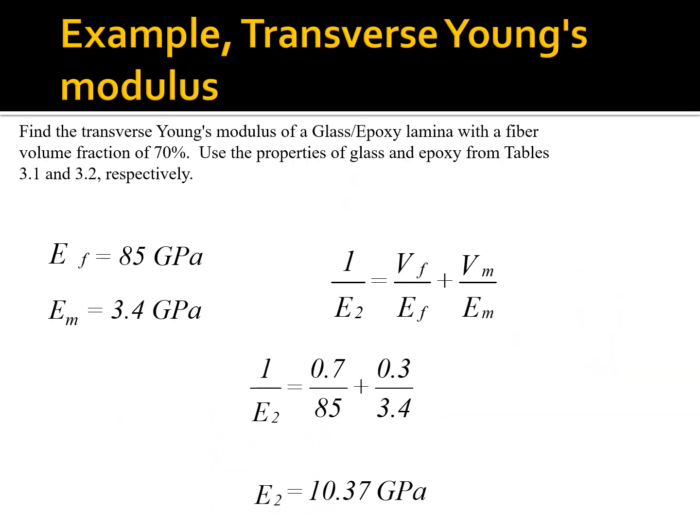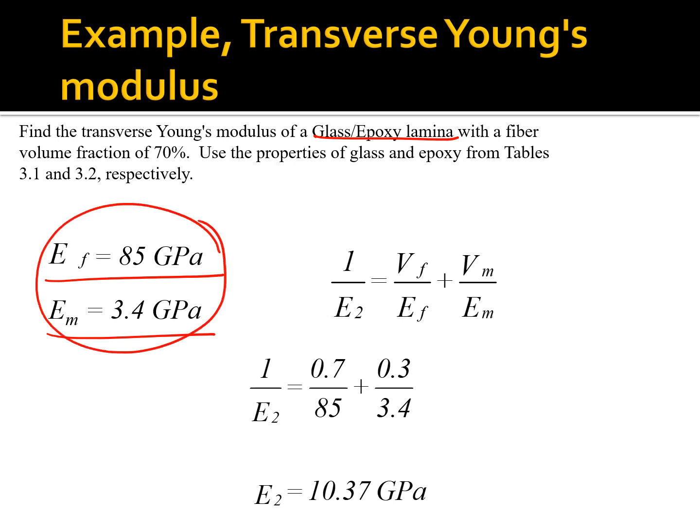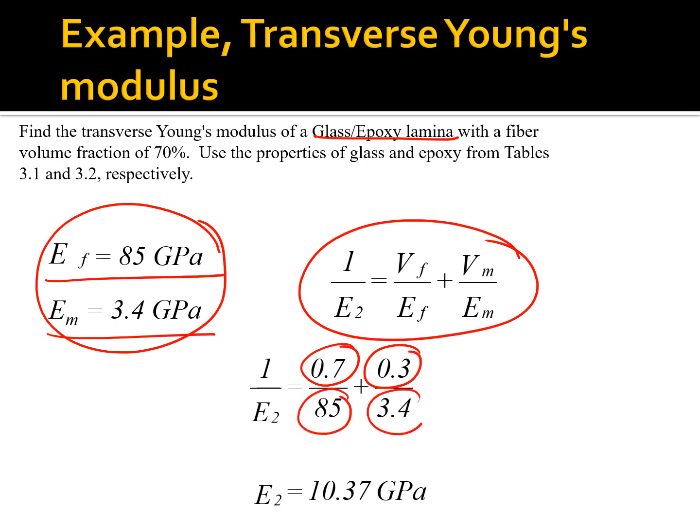Let's look at an example. Here we have a glass epoxy lamina. We find these properties from Table 3.1 and 3.2 about the Young's modulus of the fiber and the matrix. This is the formula which we just derived. Volume fraction is 0.7 for the fibers, so that leaves 0.3 for the matrix. Young's modulus of the fiber, Young's modulus of the matrix, and that allows us to find the transverse Young's modulus of this particular combination.